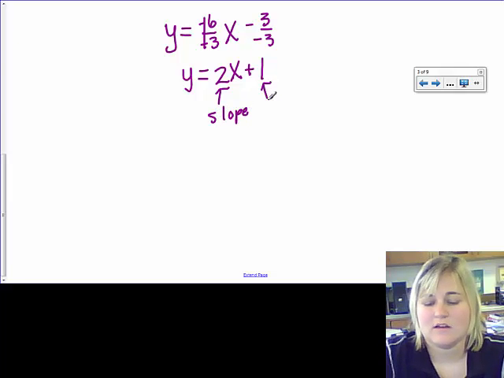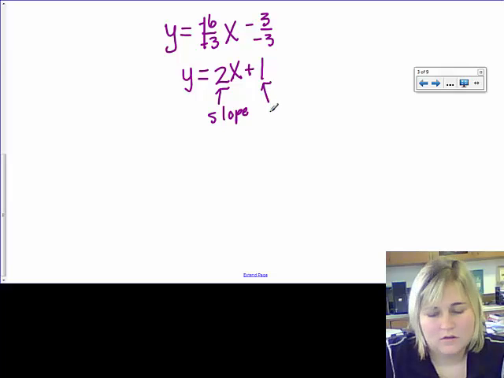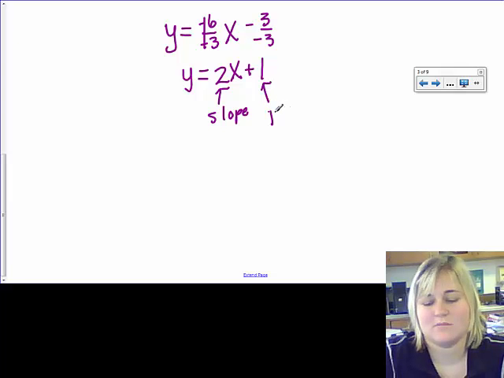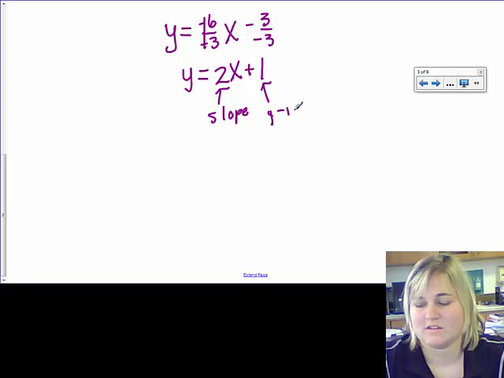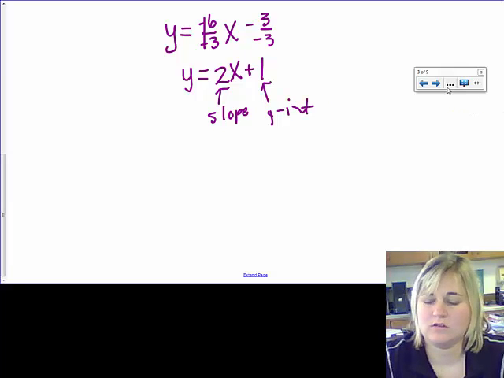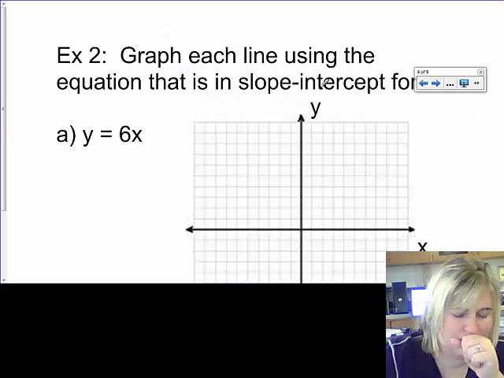And this part that's being added at the end is my y-intercept. Okay? Final answer.